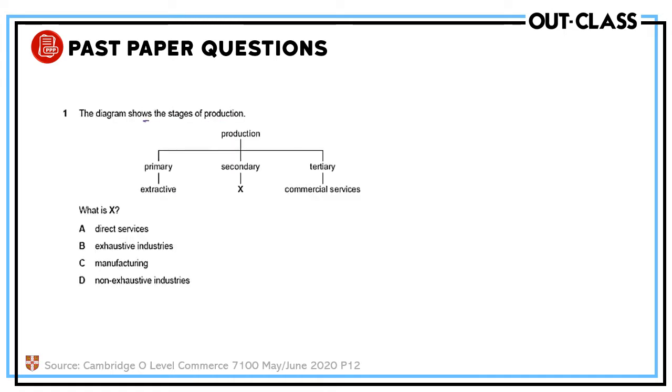The diagram shows the stages of production. So we have primary, secondary, tertiary. What is X? That is here. So direct services, no, they are under the tertiary sector. Exhaustive industry, they are under the primary sector. Manufacturing, yes, this will be the correct answer. Lastly, it is non-exhaustive, that also comes under the primary sector.